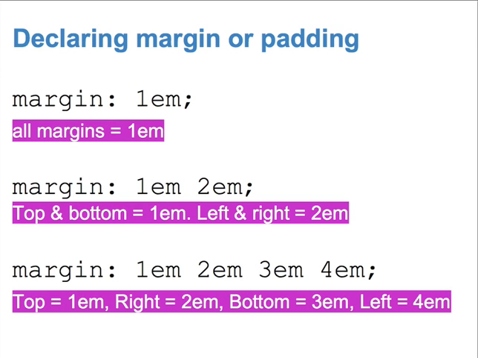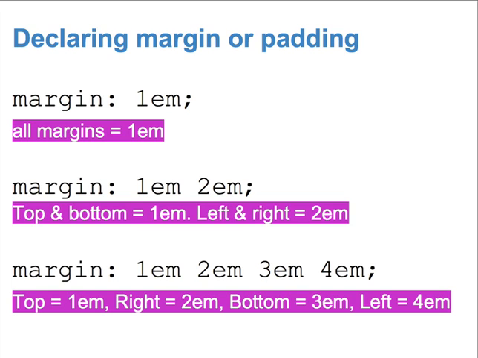So what does it look like to declare margin or padding on the box model? For instance, here at the top we say margin: 1em. That sets all 4 margins around the box to be 1em in size. In the second example we have margin: 1em 2em. The first rule here says 1em on top and bottom, 2em on left and right.